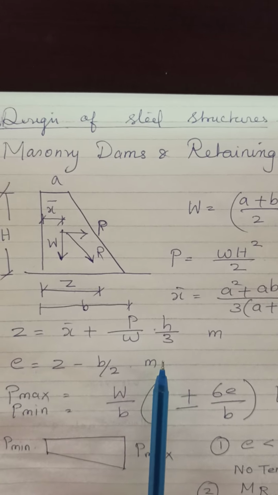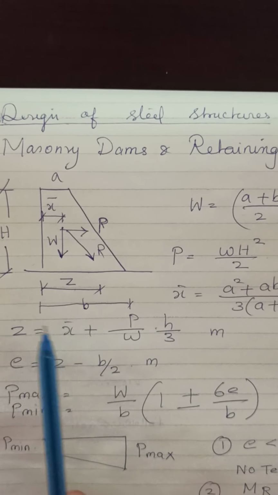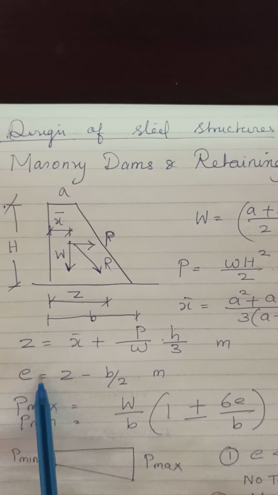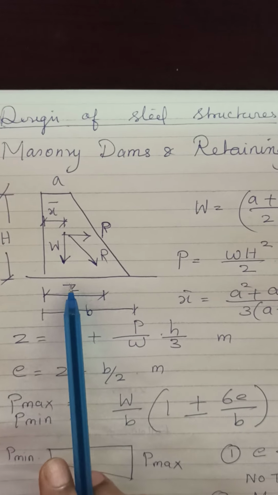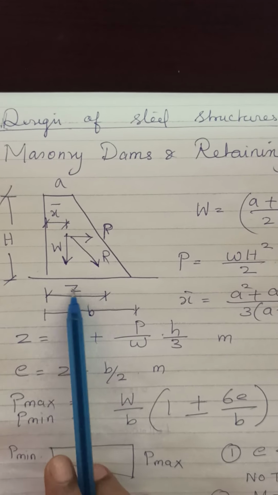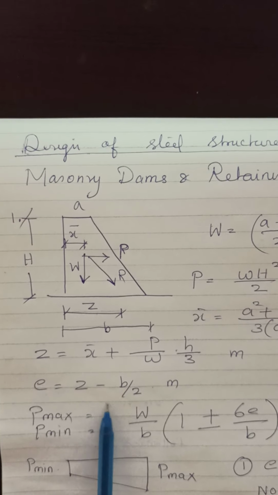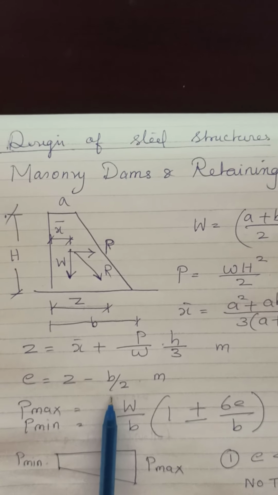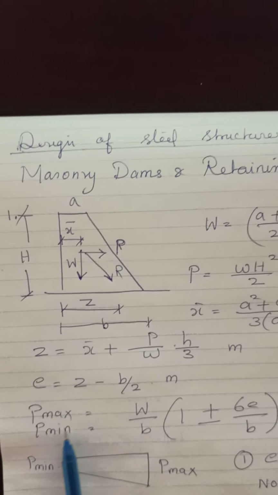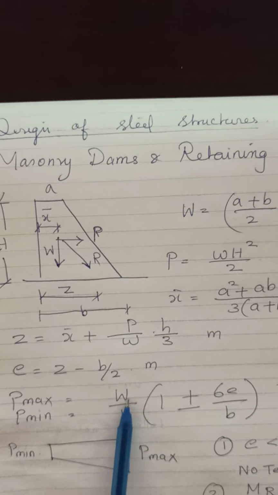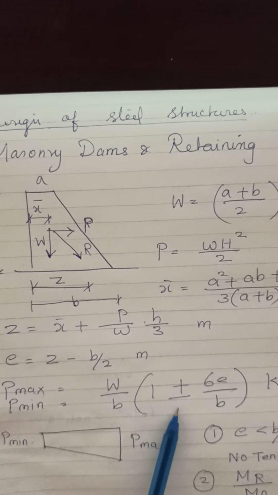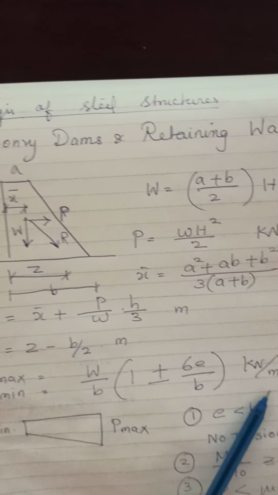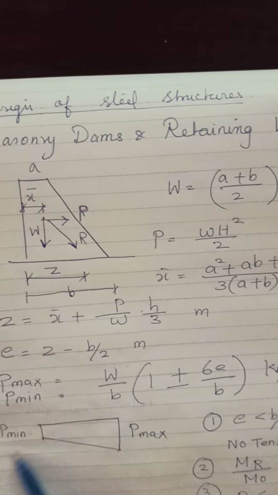So we can find this distance, which is going to be somewhat less than the base width of the dam, in meters. Now the eccentricity is usually that z minus half the base width of the dam, that is the eccentricity with which the resultant is going to strike the dam section at the bottom. So we can find the P max and P minimum by the formula W by B into 1 plus or minus 6E by B in kilonewton per meter square. This is the stress at the bottom of the dam.